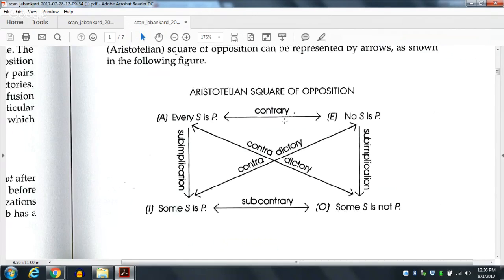So these are your four basic categorical forms, and we can do a lot with these. The square shows you the relationships, okay? So how do A and E relate? They're called contraries. And what this means is both A and E can be false, but both cannot be true. Okay? Both A and E can be false, but both cannot be true.